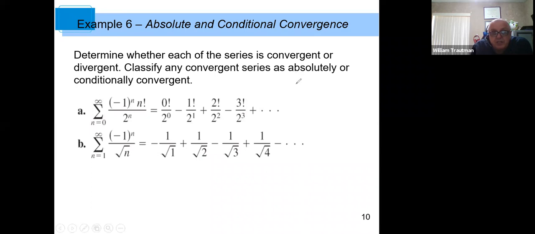If you look at n factorial, just the a sub n part, as you move further along, let's plug some numbers in just to show you. Plug in 1 and you get 1 factorial over 2 to the 1 power. Plug in 2, 2 factorial is 2, 2 squared is 4. So you also get 1/2. Plug in 3. 3 factorial is 6. 2 to the 3rd power is 8. Plug in 4. 4 factorial is 24. 2 to the 4th power is 16.